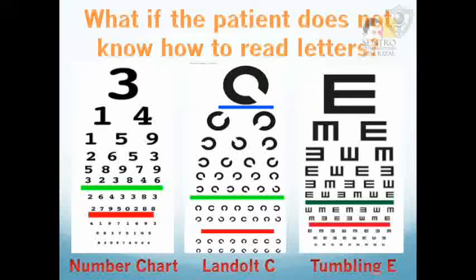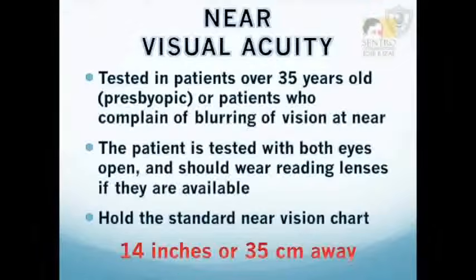If the patient does not know how to read the letters, try using the number chart, the Landolt C chart, or the tumbling E chart. Near visual acuity is tested in patients over 35 years old, or patients who complain of blurring of vision at near. The patient is tested with both eyes open, and should wear their reading glasses if they are available. Hold the standard near vision chart at 14 inches, or 35 centimeters away.